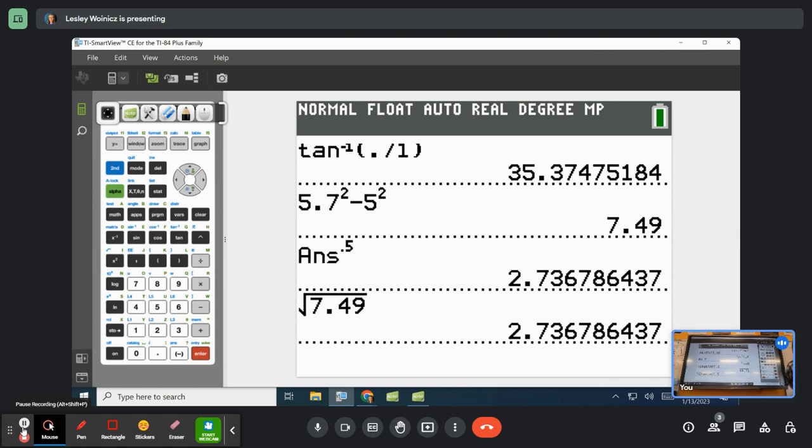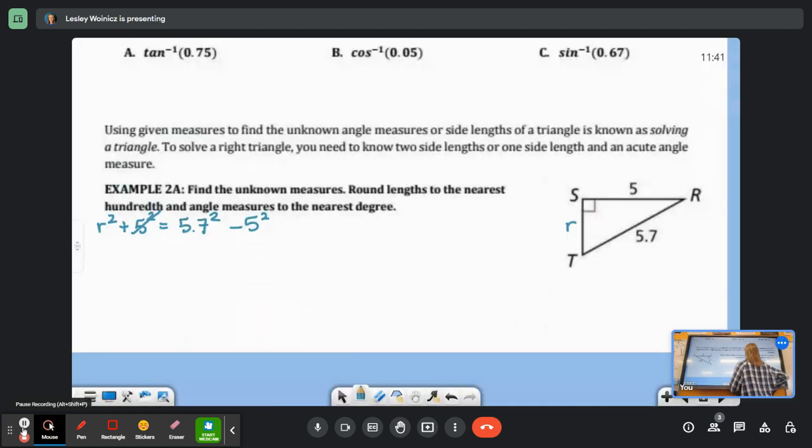What does it say to round to? The hundredths. Okay, so 2.74. So my r is 2.74. Okay, now what?